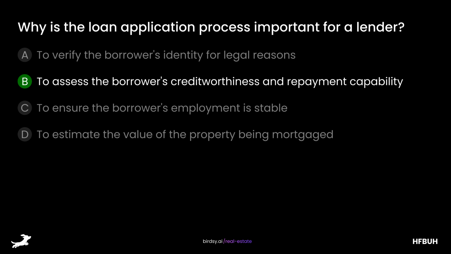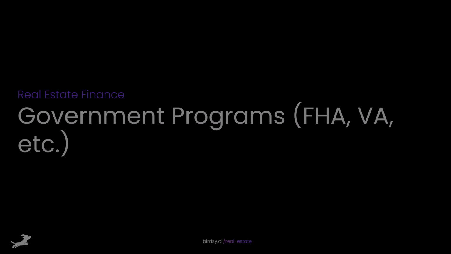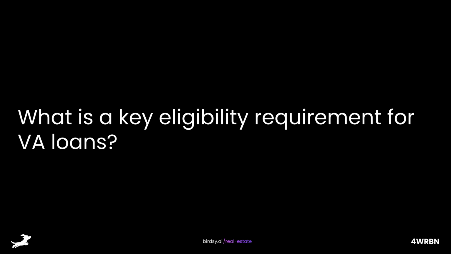The answer is B, to assess the borrower's creditworthiness and repayment capability. The loan application process is crucial for lenders to examine a borrower's financial stability, credit history, and repayment capacity, ensuring that the borrower meets the criteria for loan approval. Government programs like FHA and VA. What is a key eligibility requirement for VA loans?